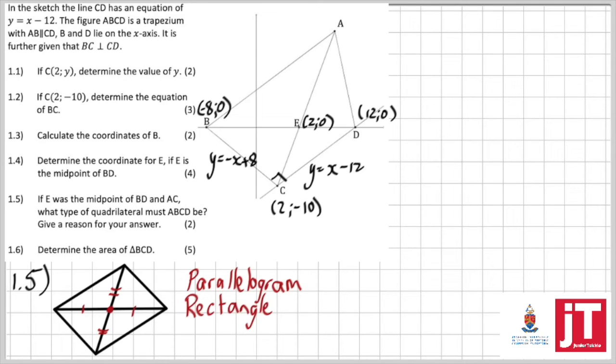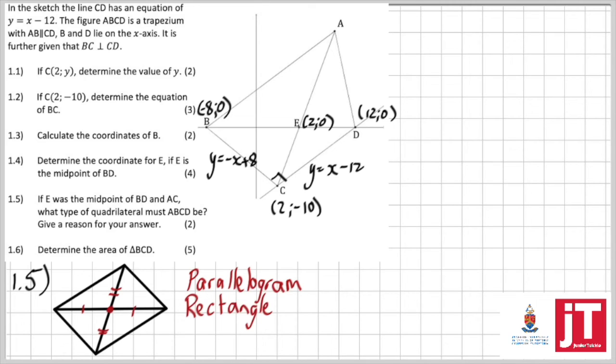But for a square, I'm a bit concerned because I don't have enough information that all the sides are equal. But I can say maybe a rectangle because there's a 90 degrees there. What would be the reason? The reason would be that the diagonals bisect one another, and that happens only in parallelograms, rectangles, squares, and rhombi.